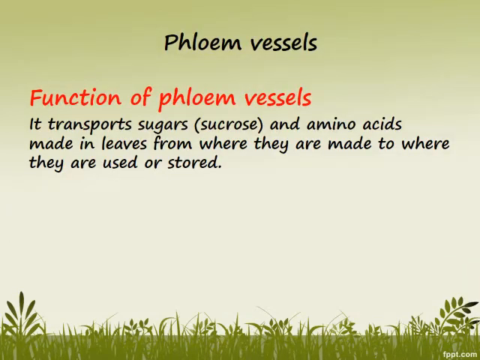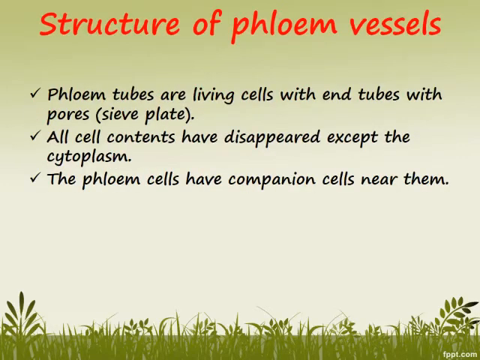Talking about the phloem vessel, it is responsible for the transport of food and nutrients to all parts of the plant. They transport sugars, which include sucrose, and amino acids that are made in the leaves, from where they need to be transported to wherever they are used or where they need to be stored.